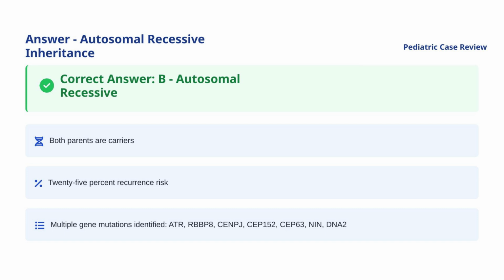Seckel syndrome follows autosomal recessive inheritance, meaning both parents are typically healthy carriers. Each pregnancy has a 25% chance of being affected. Multiple genes have been identified, including ATR, RBBP8, CENPJ, CEP152, CEP63, NIN, and DNA2. These genes are crucial for DNA damage response and centrosome function during cell division.